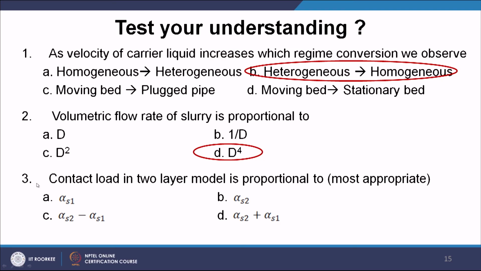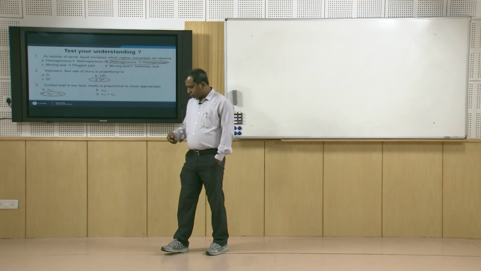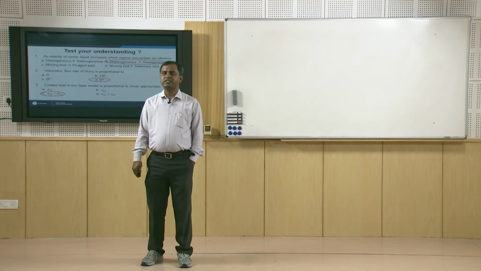Last question, contact load in the 2-layer model is proportional to, okay. So, you have to give the most appropriate answer amongst all the options. We are having alpha S1, alpha S2, alpha S2 minus alpha S1 and alpha S2 plus alpha S1. So, these alphas are different loading fractions for different solid layers, okay, in the 2-layer model. In the last slide I have shown you the correct answer, all of you have guessed. So, obviously the answer will be alpha S2 minus alpha S1. Okay, so with this understanding I will be ending this lecture. Thank you.